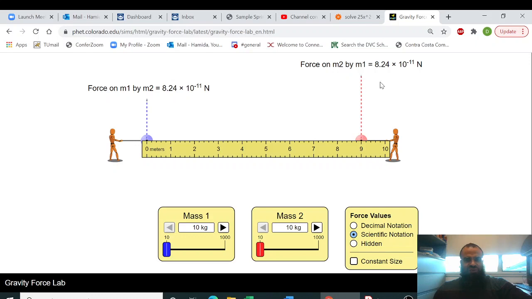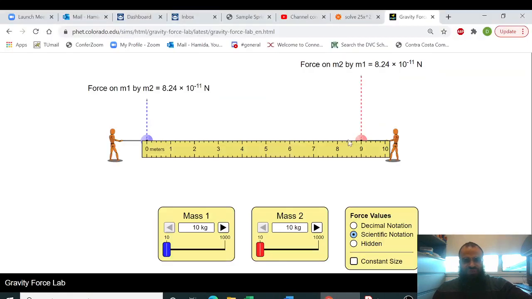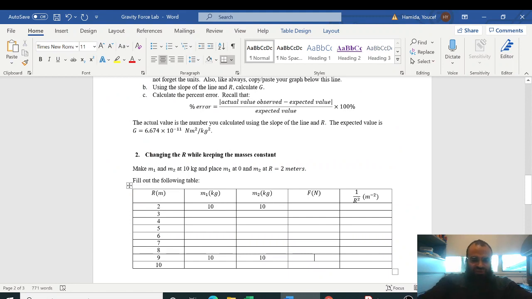So, okay, 9, what's the force? 8.24 times 10 to the minus 11. So we'll keep the masses at 10. So 8.24 e minus 11.